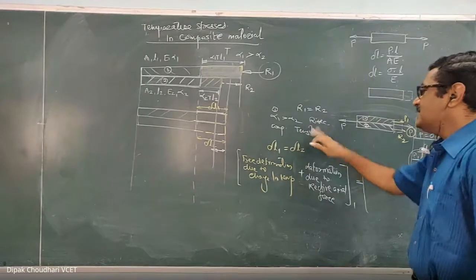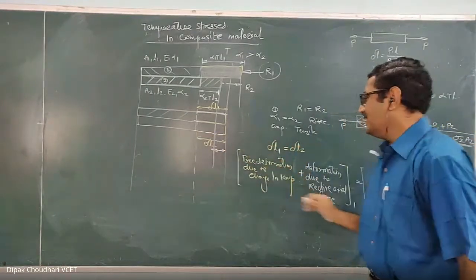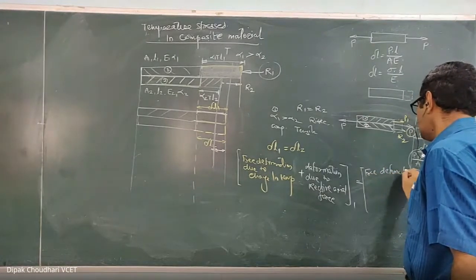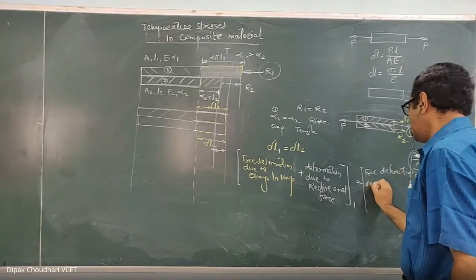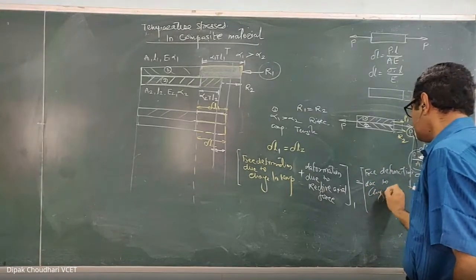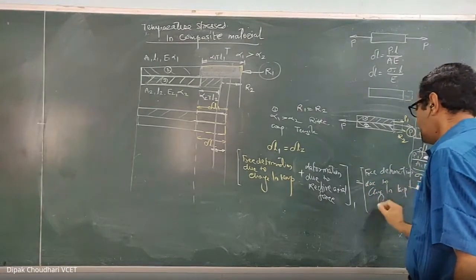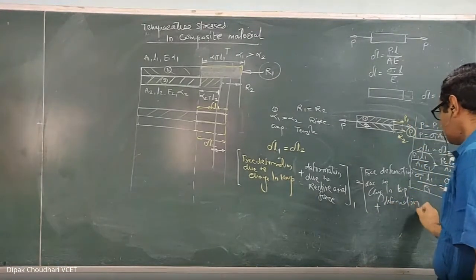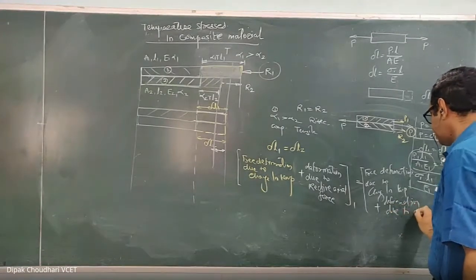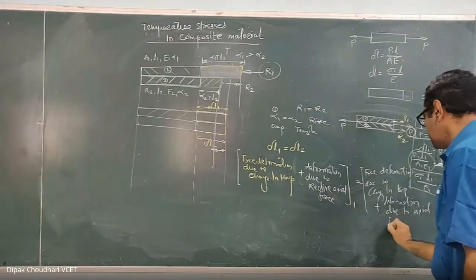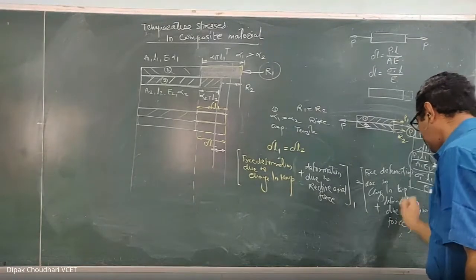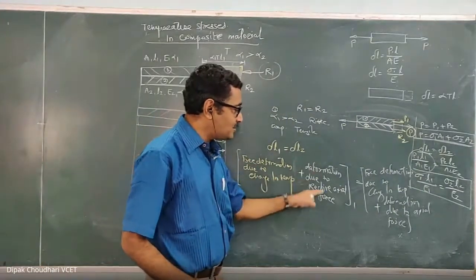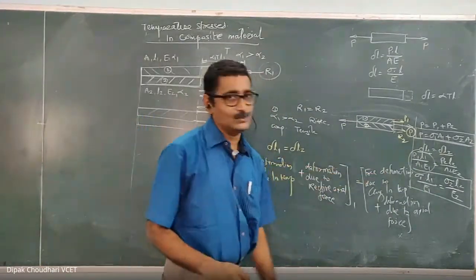Okay, here now in second part delta L2, it is the free deformation due to change in temperature plus deformation due to axial force. I am writing it properly later on. Okay. So deformation due to the change in temperature plus deformation due to the reactive axial force. Same thing here also. Okay.